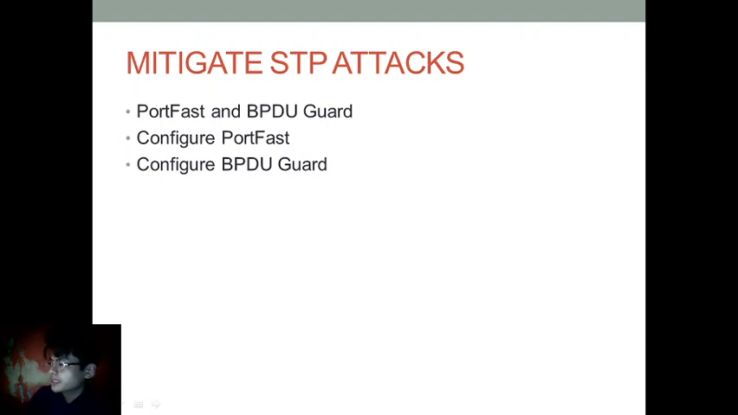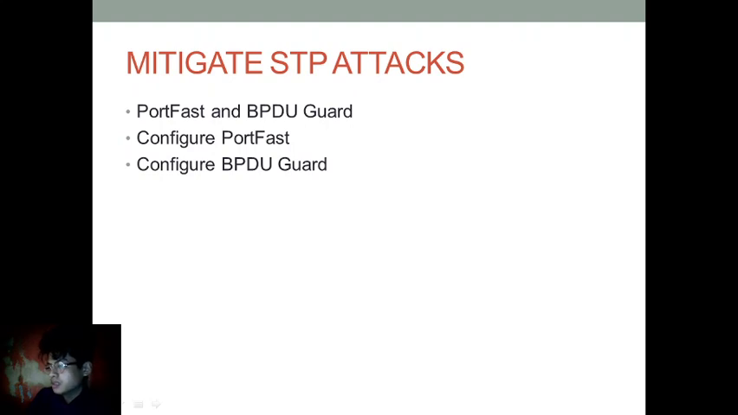PortFast immediately brings an interface configured as an access or trunk port to the forwarding state from a blocking state, bypassing the listening and learning states. Apply to all end users. PortFast should only be configured on ports attached to end devices. BPDU Guard immediately error disables a port that receives a BPDU. Like PortFast, BPDU Guard should only be configured on interfaces attached to end devices.